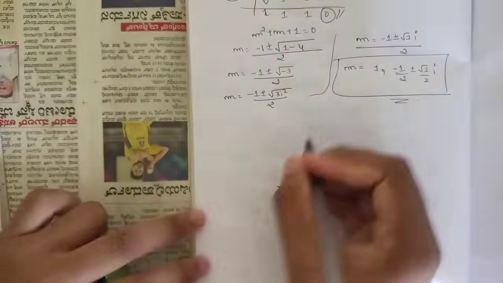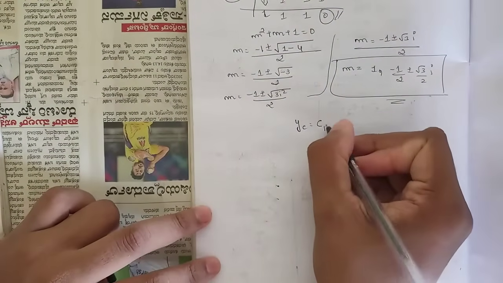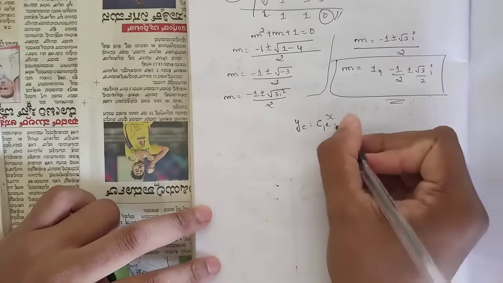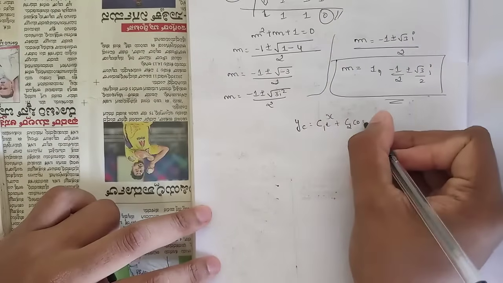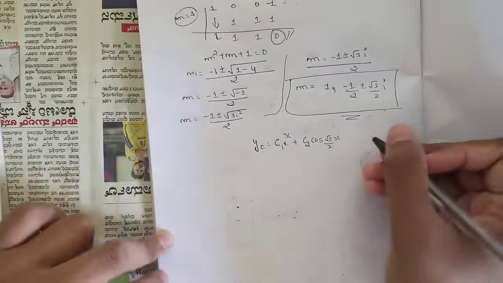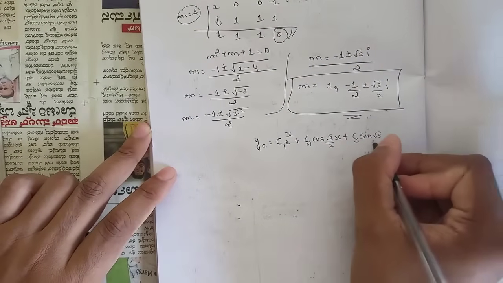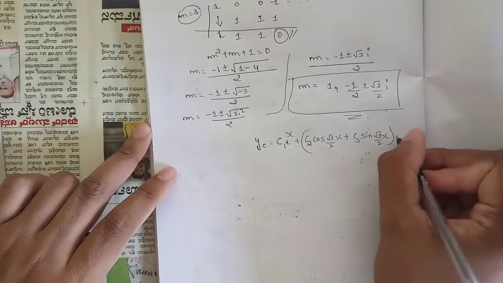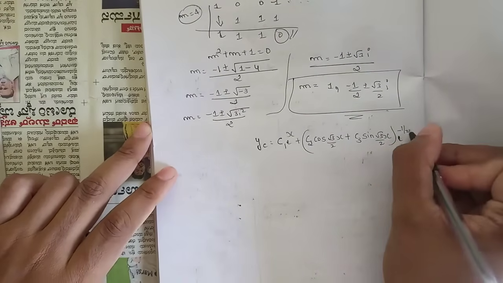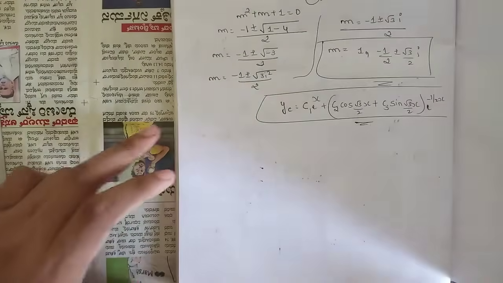Now we write the complementary function. The first root is 1, so c1 e power x, plus c2 cos of root 3 by 2 x, where the value of beta is root 3 by 2, plus c3 sin root 3 by 2 x, all into e to the power alpha x, where alpha is minus 1 by 2. So this is your complementary function.